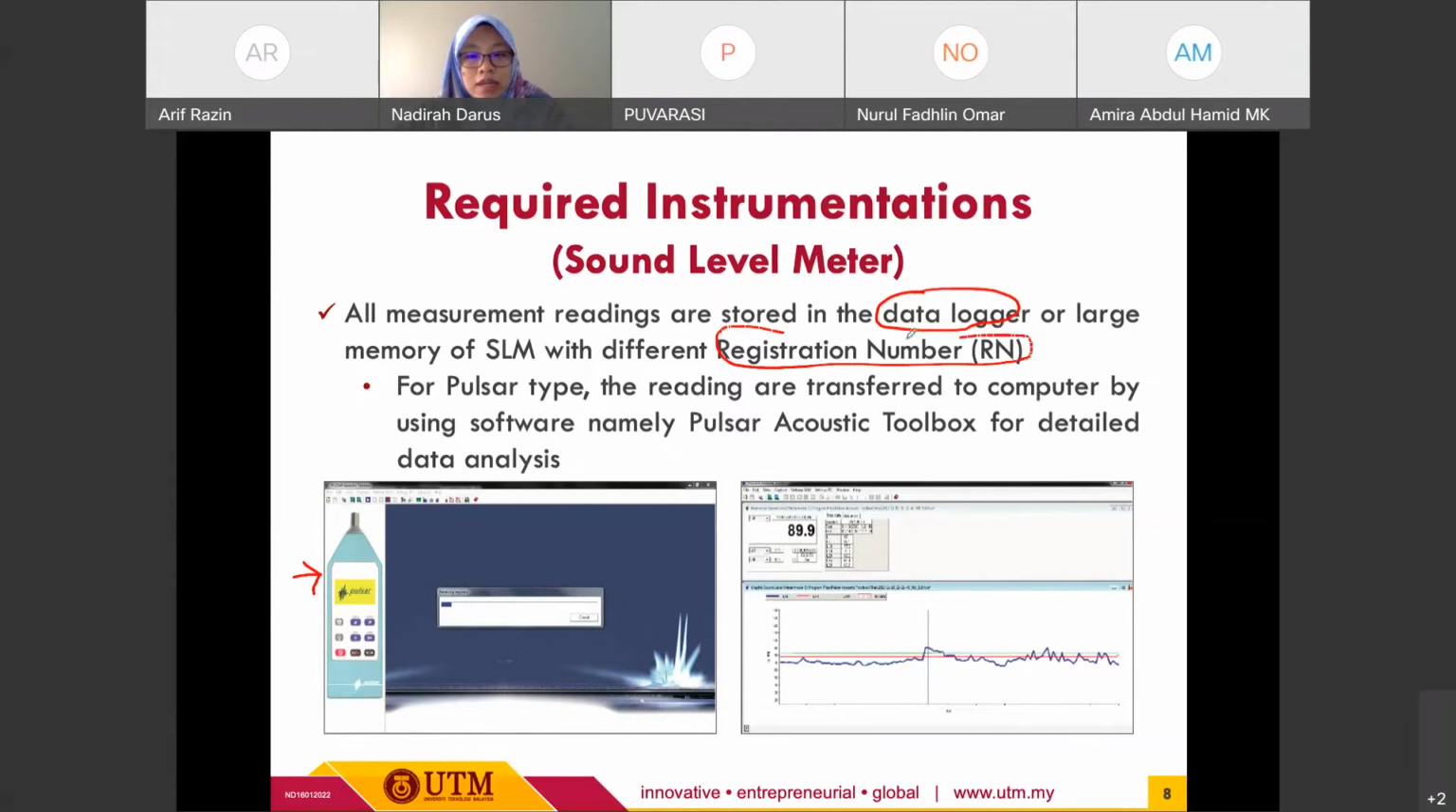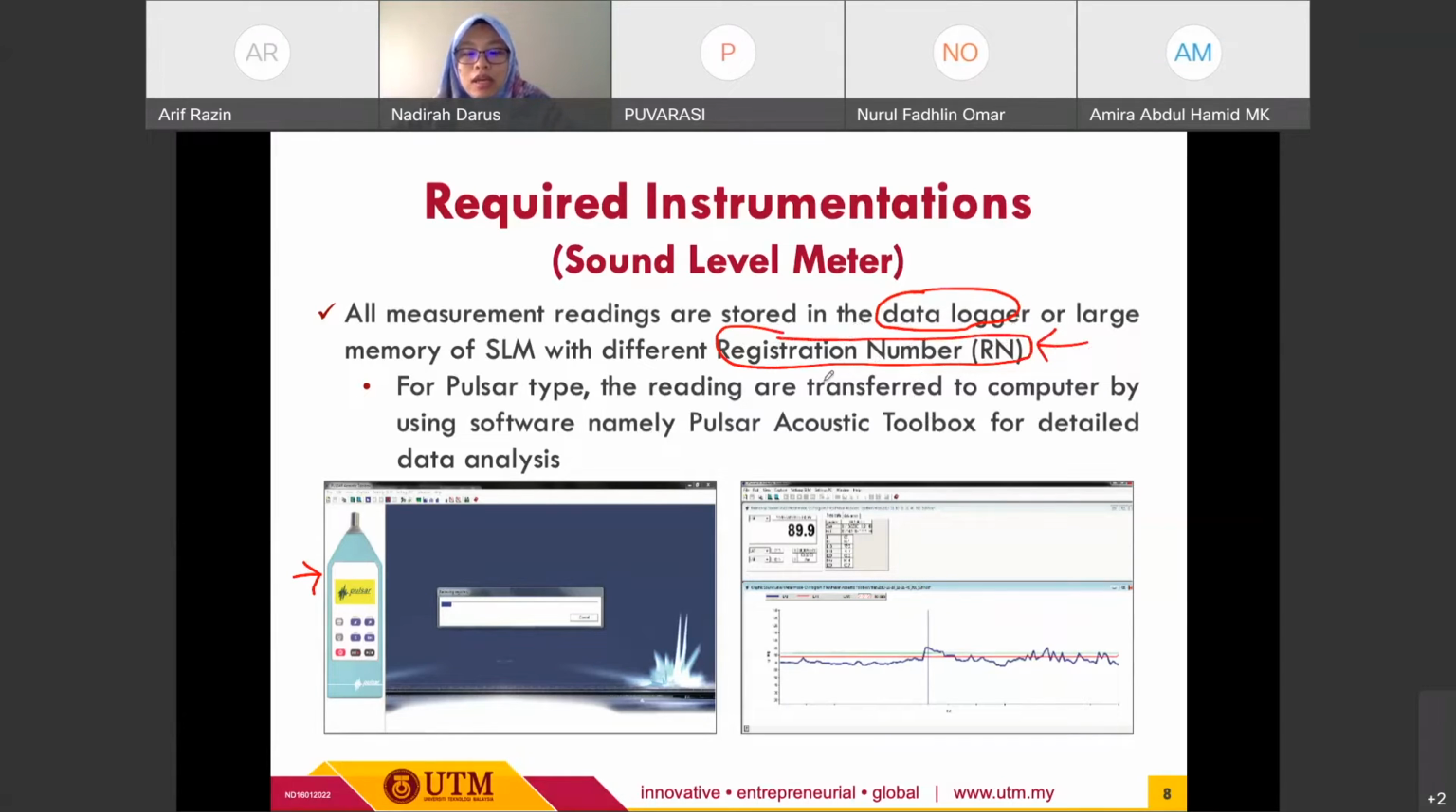So dalam alat tu dia dah ada dia punya data logging, and how we want to trace back the data, kita tengok kepada registration number, RN. Okay, so bila kat site kita dah take note which registration number. So once we have completed the measurement, we can refer back to this data logging with specific registration number.